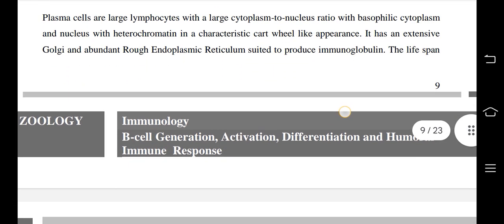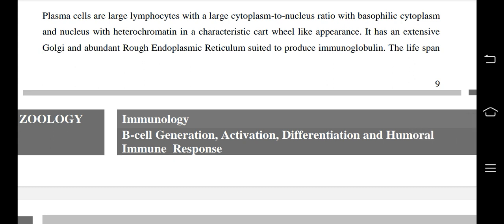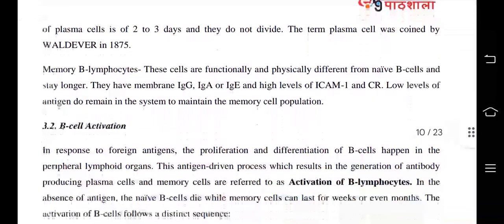Plasma cells are large lymphocytes with a large cytoplasm to nucleus ratio, with basophilic cytoplasm and a nucleus with heterochromatin, giving a characteristic cartwheel-like appearance. They have an extensive Golgi and abundant rough endoplasmic reticulum suited to produce immunoglobulin. The lifespan of plasma cells is 2 to 3 days and they do not divide. The term plasma cells was coined by Waldeyer in 1875.